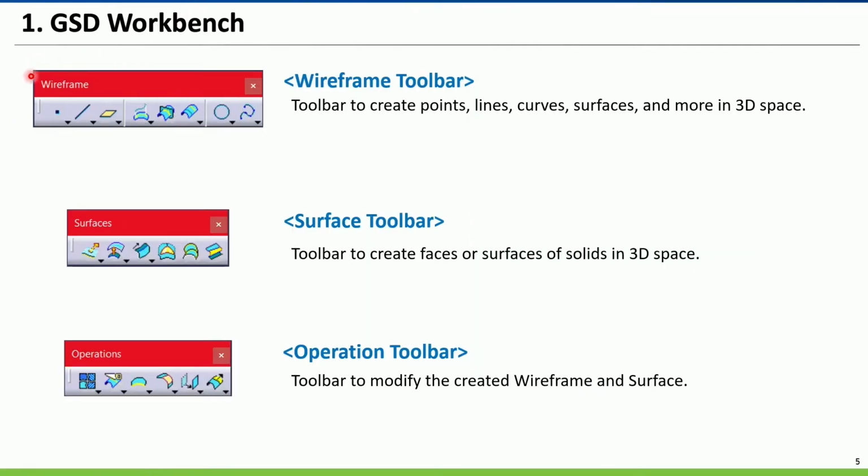The first is the wireframe toolbar. We discussed how to create wireframe. There are the point, line, plane, and projection, and something like circle and spline. Then the surface toolbar has extrude, fillet, multi-section, and blends, and the operation toolbar has join, split, and also translate.